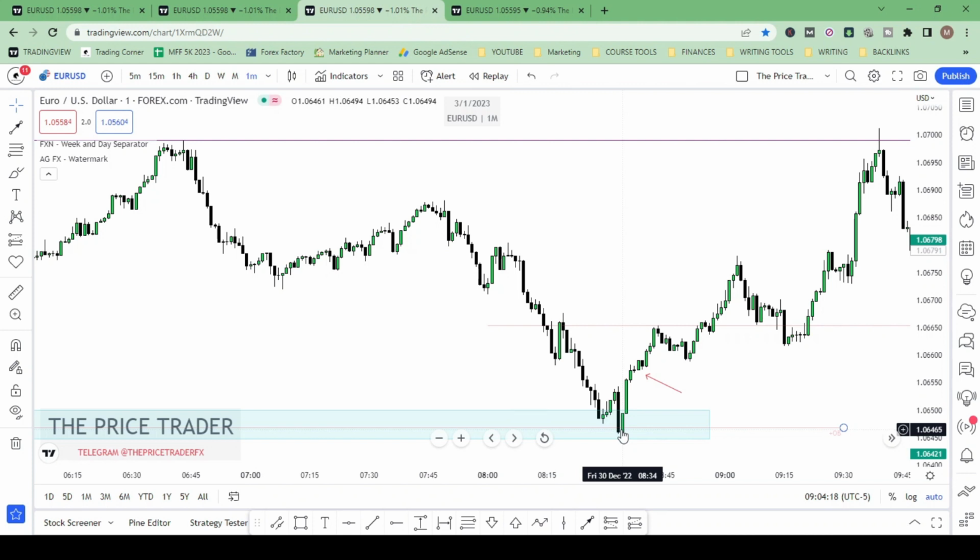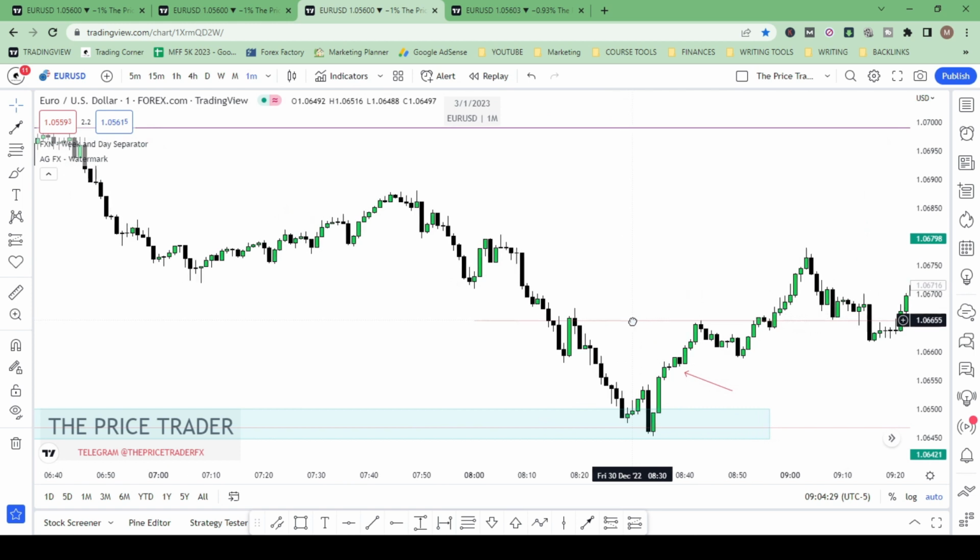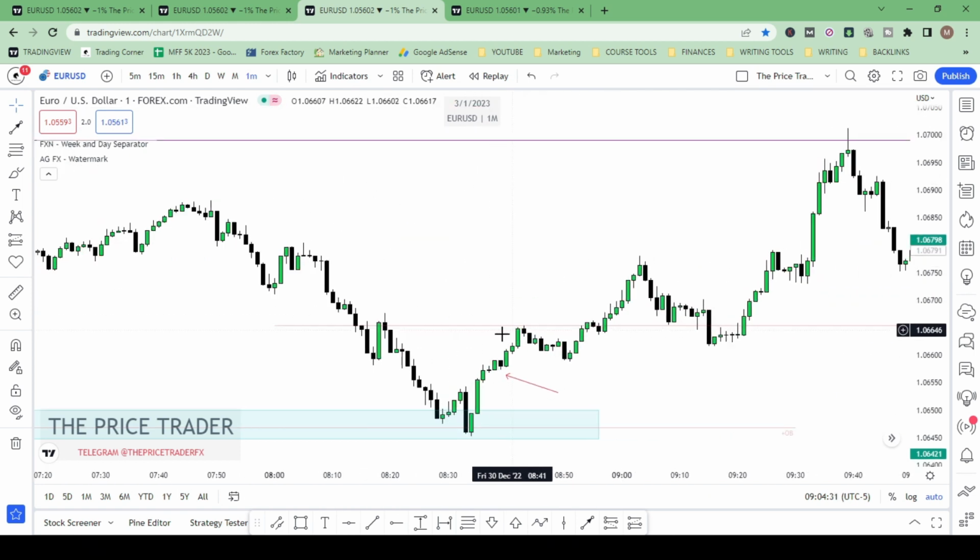You wait. You wait for the market to confirm that it now wants to run away from that level. Look at how aggressively it runs away, leaving an imbalance. This imbalance is what you should be considering for your entry. But sometimes the market doesn't come back down, because this is the 1 minute chart and the 15 minute is aggressively going higher. Sometimes it might not come back to fill that imbalance.